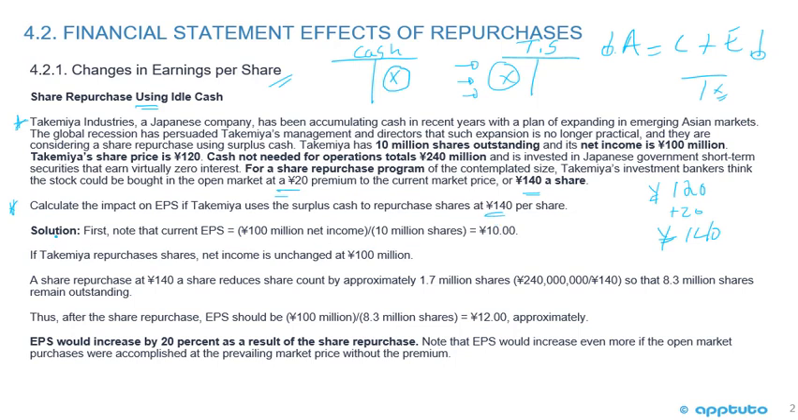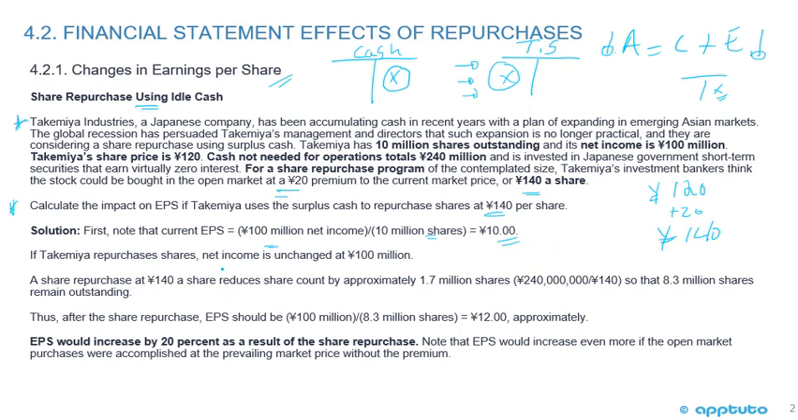So the solution: first you have to calculate the current earnings per share. It's not given to you, but they've made it nice round numbers, very easy. We have the 100 million net income, and I've put a few things up in bold here so you can go back and see the numbers very quickly, divided by the 10 million shares. So the current earnings per share is 10 yen per share.